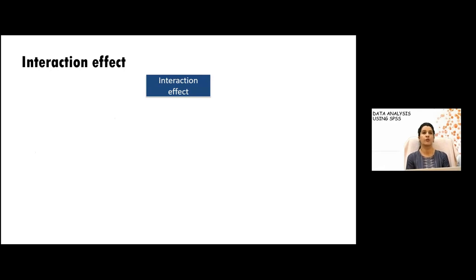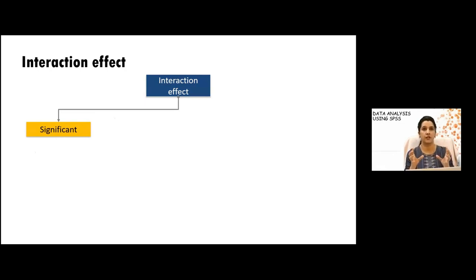So what to do if there is an interaction? If there is an interaction and the interaction is significant... see, there will always be an interaction in the population, if there is a gender and if there is obesity. But whether that interaction is significant or not, that we see by the p-value.